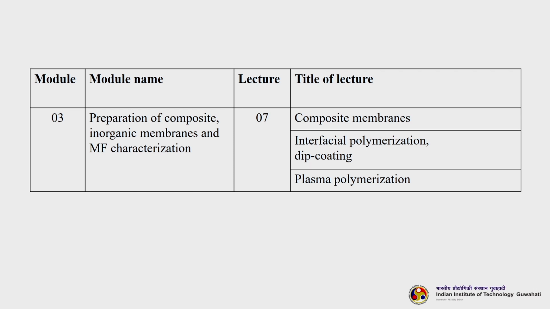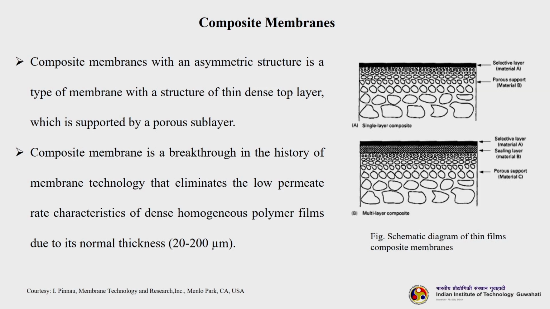In today's lecture, we will cover composite membrane preparation: interfacial polymerization, dip coating method and plasma polymerization. Interfacial polymerization is one of the most important breakthroughs in inorganic membrane preparation. Dip coating is the usual and very simple technology, and plasma polymerization is also a very important technology. However, it is a bit costly process, but anyway we will learn one by one about all these processes, their applications, their advantages and disadvantages. So, let us begin our lecture today on composite membranes.